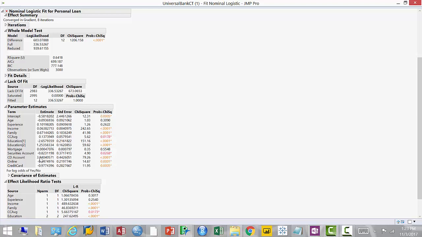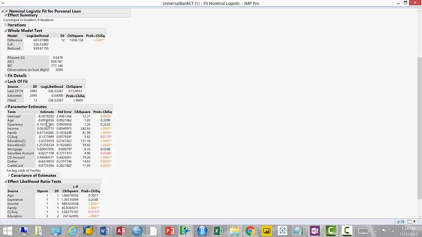What else? A CD account with the bank has actually a pretty good positive slope. CD is essentially a savings account, a certificate of deposit, so a long-term account. So that makes a positive impact. But what do we have in the negative area? Well, education, we're going to discuss separately because education is funky. All right, so let's see.